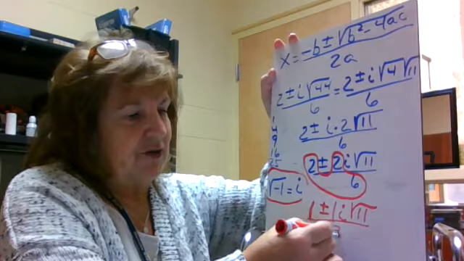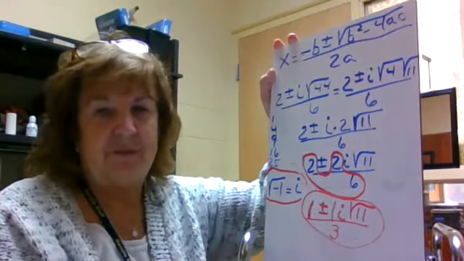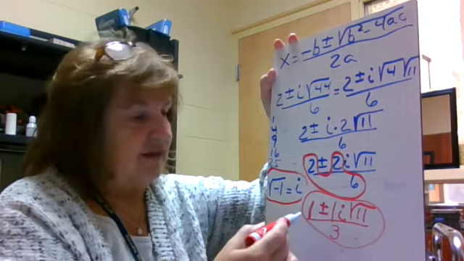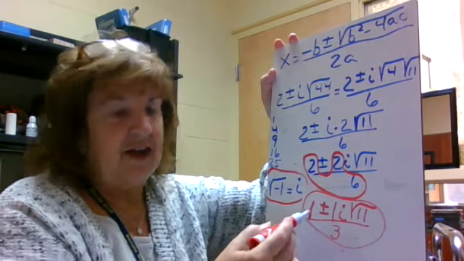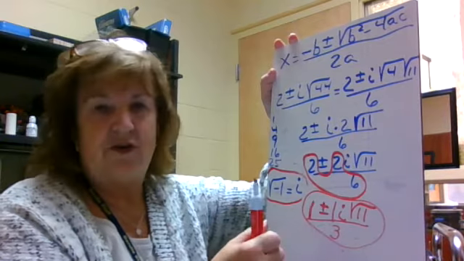6 divided by 2 is 3, and there is the answer to the problem. You don't need that 1 if you don't want to have it there. This one you do have to have because it's in front of the plus and minus sign, so it's part of the answer. This one you don't need.